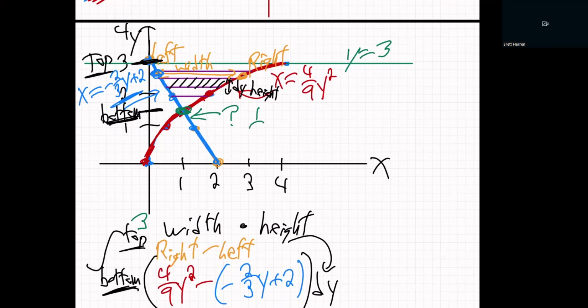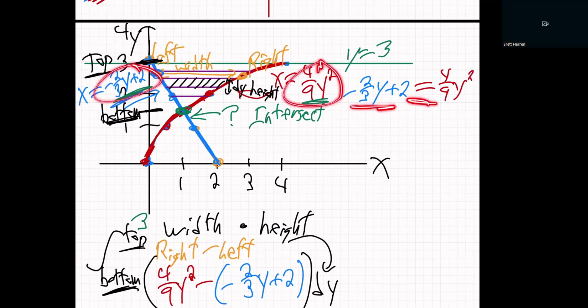So they intersect where they're equal, where this equals that. So where minus 2/3 y plus 2 equals 4/9 y squared, right? Where this x value equals that x value. That's where they intersect. So we got to solve that equation.